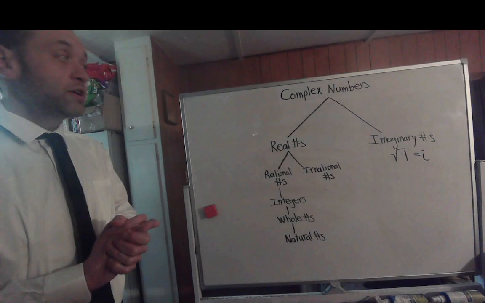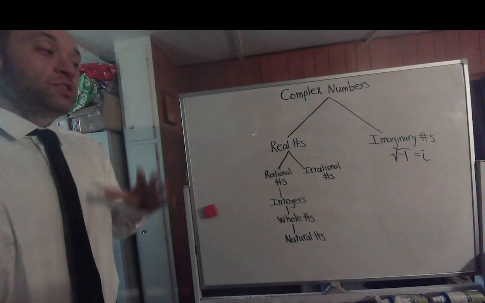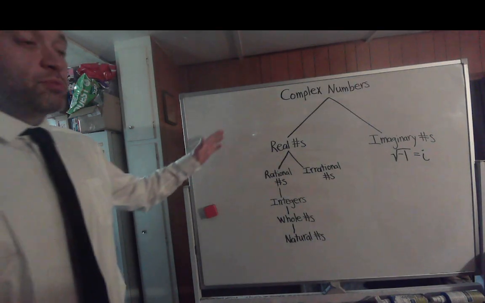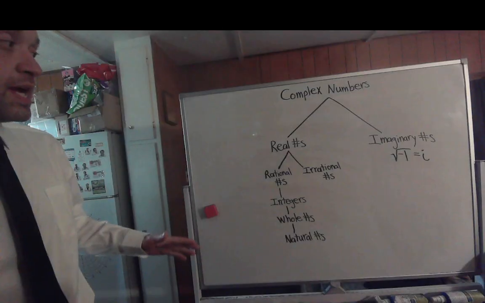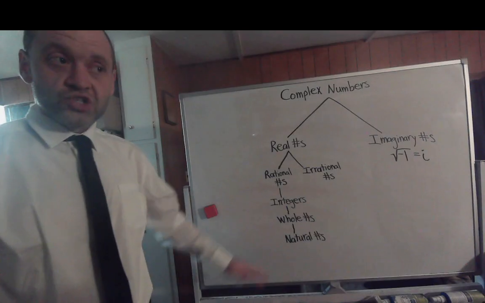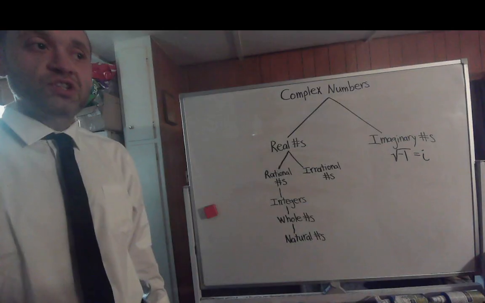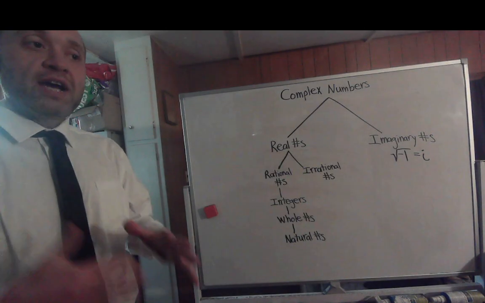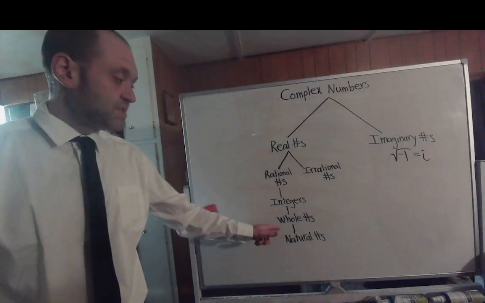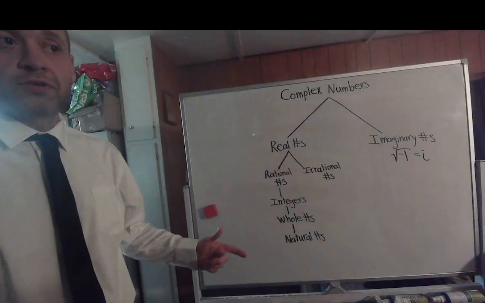So today we are going to talk about complex numbers. We're going to start at the bottom of this number tree. Everyone should definitely be familiar with natural numbers, which are just your counting numbers like 1, 2, 3, 4, 5, and so on. And then you have natural numbers that are a subset of the whole numbers, which are all your natural numbers plus 0.